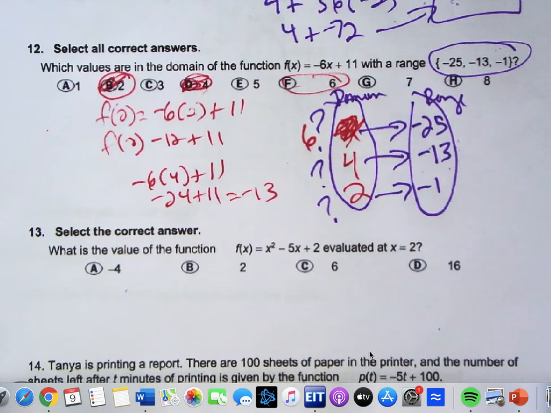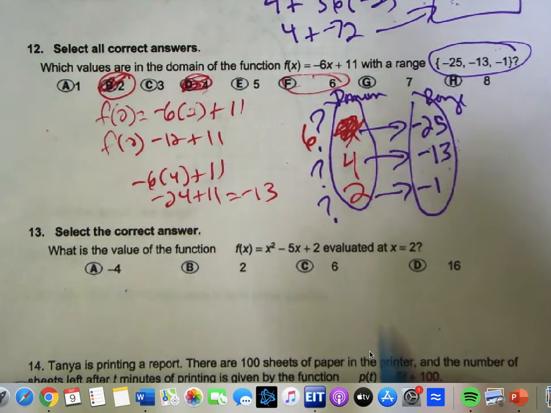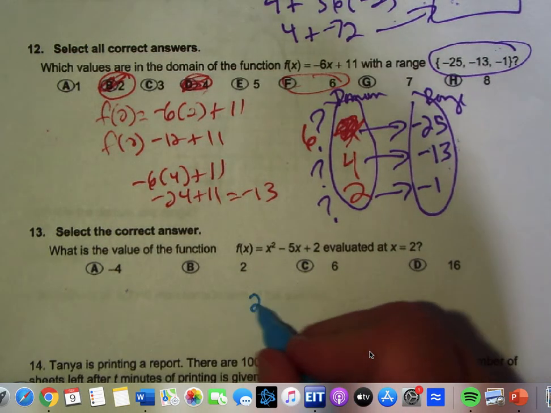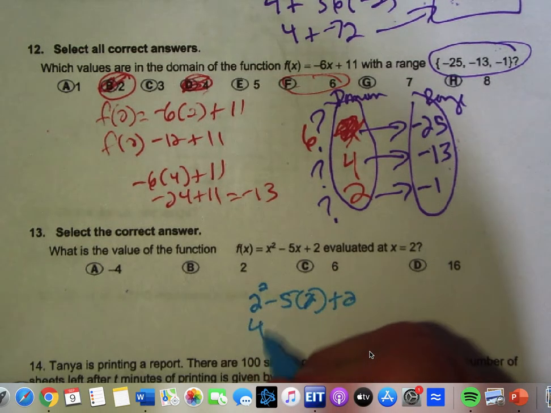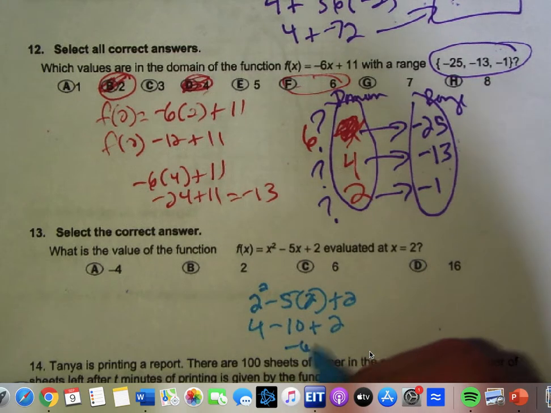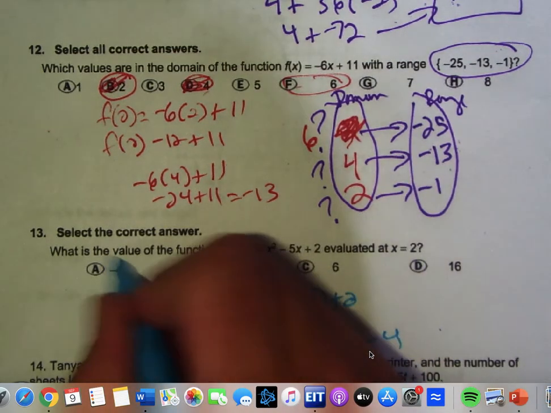12. What's the value of the function when evaluated when x is 2? Okay, that's easy. 2 squared minus 4 times 2 plus 2. 4 minus 8 plus 2 equals -2. Boom, there we go.